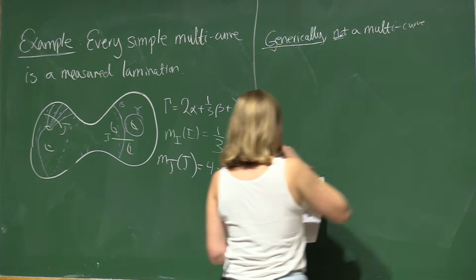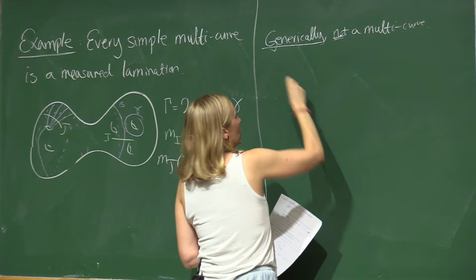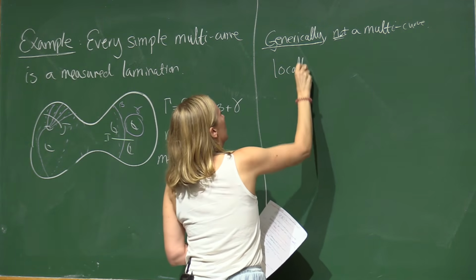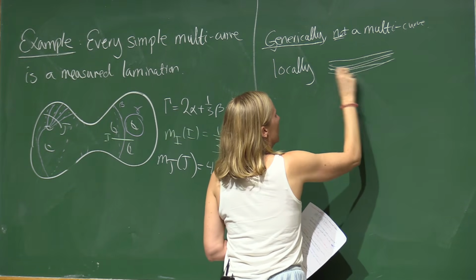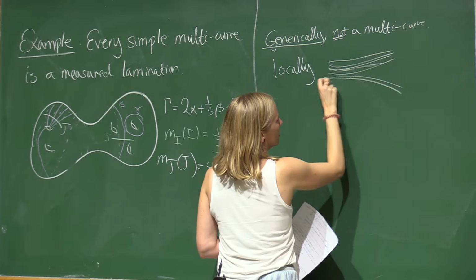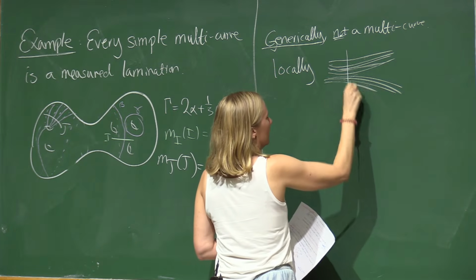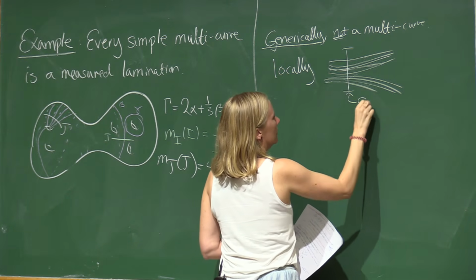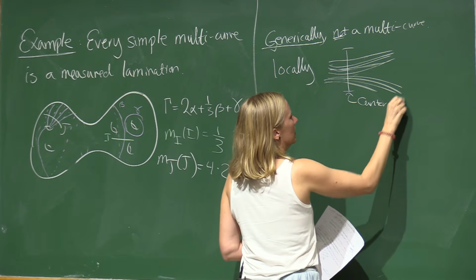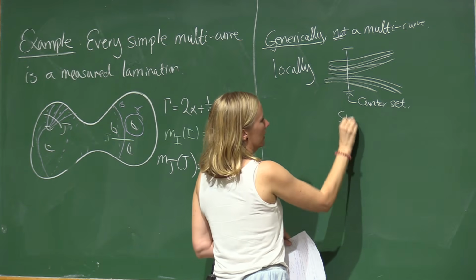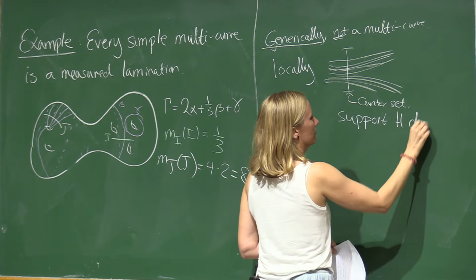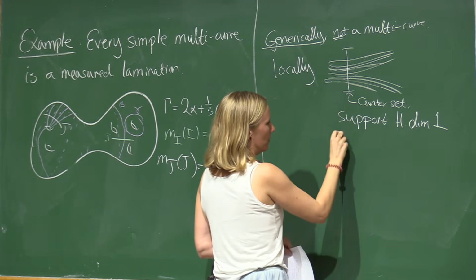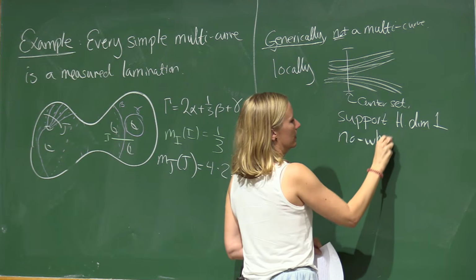So like I said, the cross-section, so locally, it looks like what I was trying to draw there. So locally, you have all this, and then they maybe diverge somewhere. But a cross-section like this is a Cantor set. And the support has Hausdorff dimension 1, and is nowhere dense.